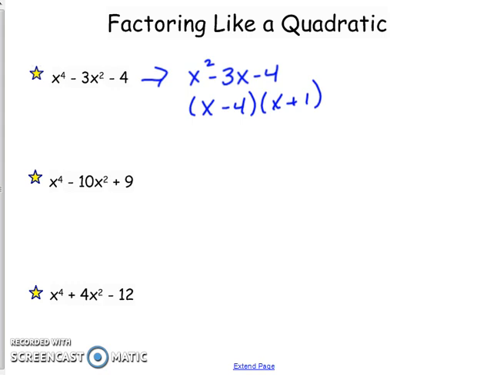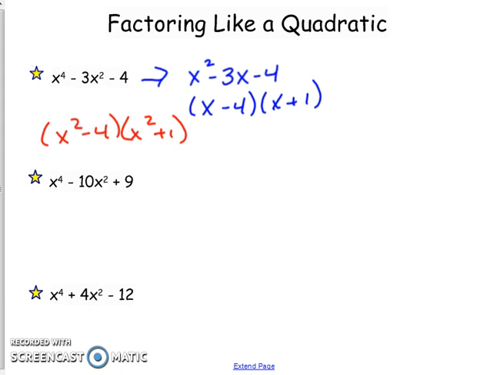So we're going to do the same exact thing, except now my first terms in each, instead of being x, are going to be x squared. So this is going to be x squared minus 4 and x squared plus 1. If you FOIL it back, you can double check, and when you FOIL it, you'll end up with x to the 4th minus 3x squared minus 4.